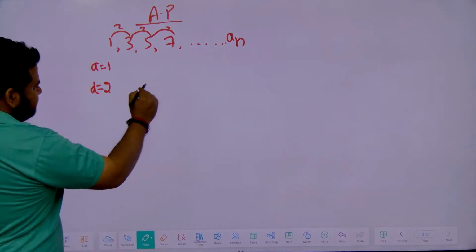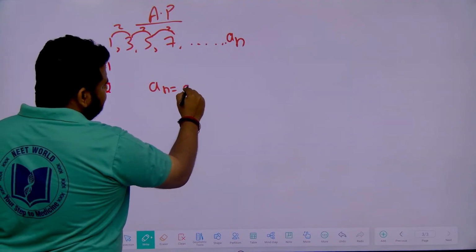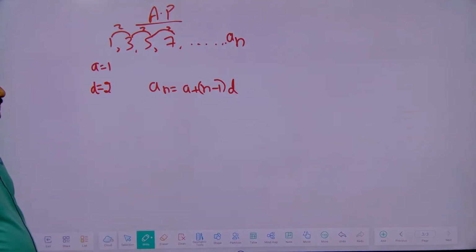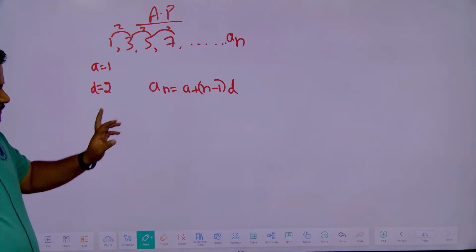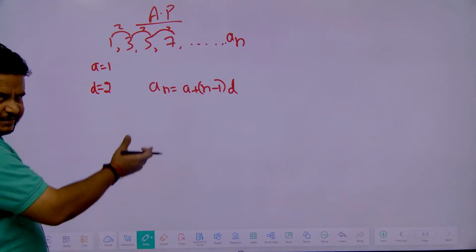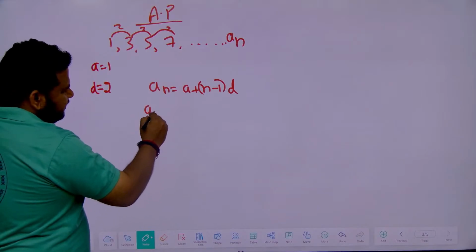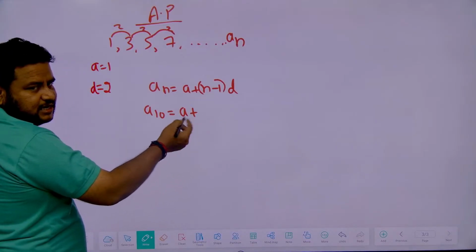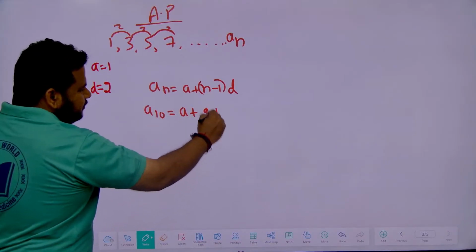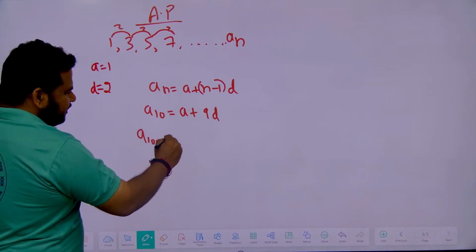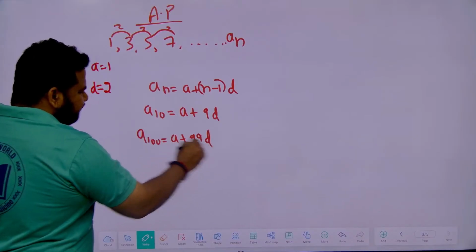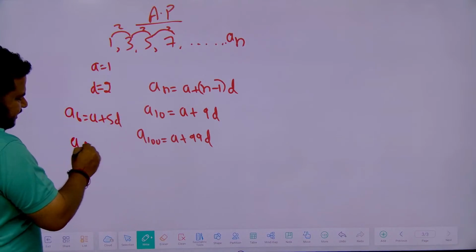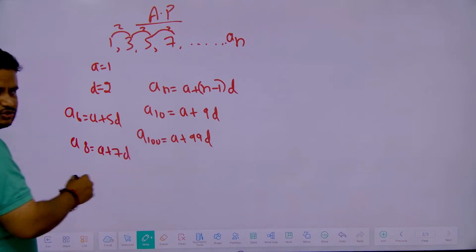We have a formula: An is equal to A plus n minus 1 into D. You have to focus: A plus n minus 1 into D. Suppose by this formula I want A10. A10 means A plus 10 minus 1, that is 9, so A plus 9D. If I want A100, A plus 99D. If I want A6, A plus 5D. If I want A8, A plus 7D. Like this you should write directly.